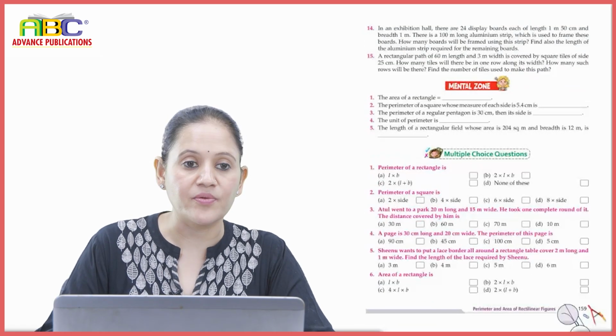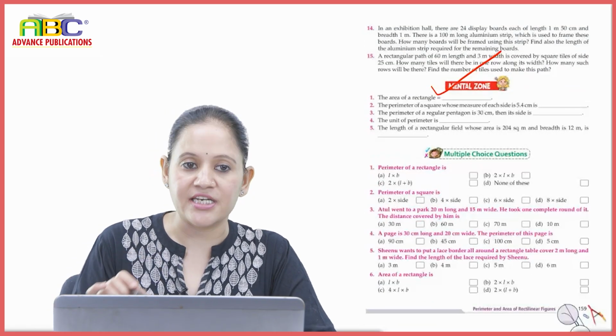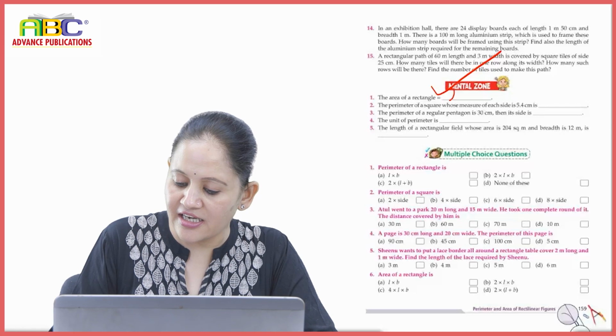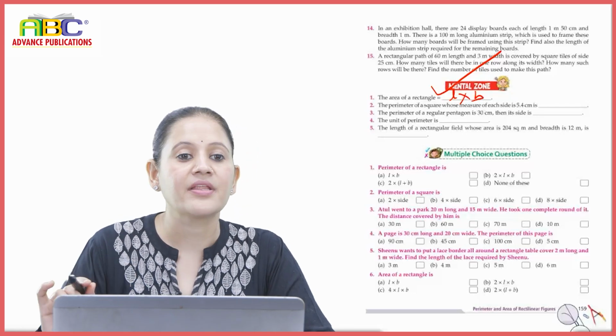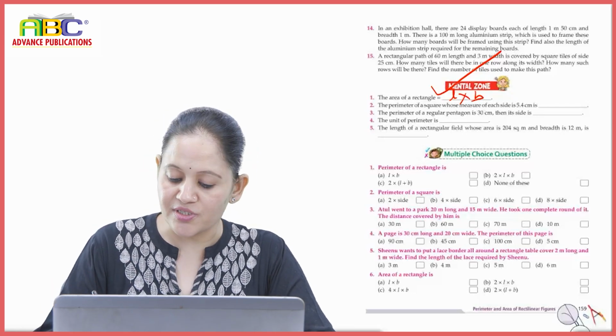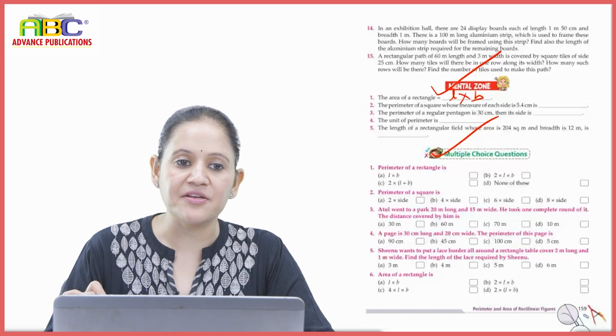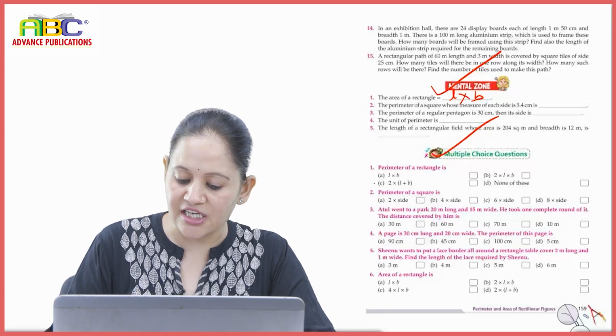Next is mental zone. The area of a rectangle, L into B. Next is multiple choice questions. Perimeter of a rectangle equals 2 into length plus breadth. C is the correct option here.